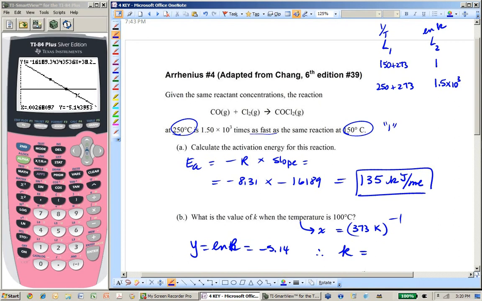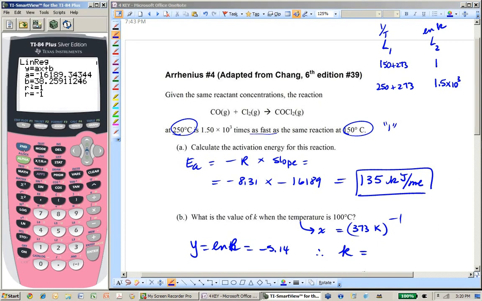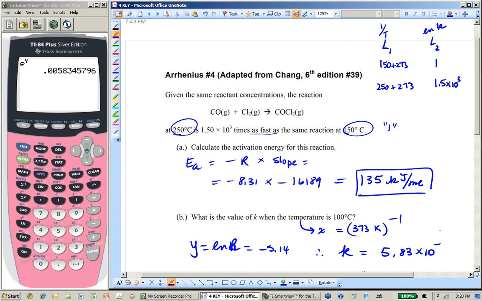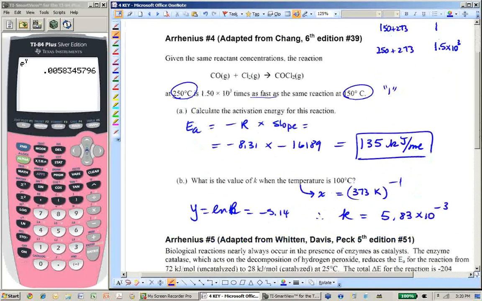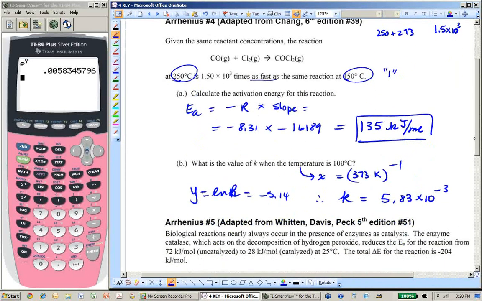Therefore, k equals second quit, second ln. Get that y value by going alpha 1. And we get 5.83 times 10 to the negative 3. And amazingly enough, that is a correct answer.